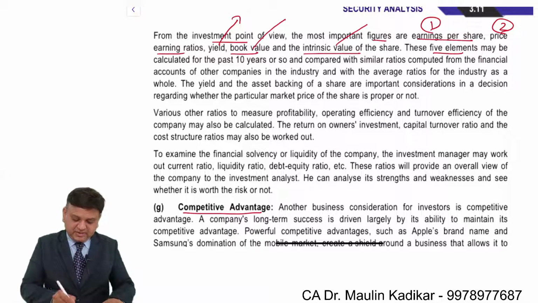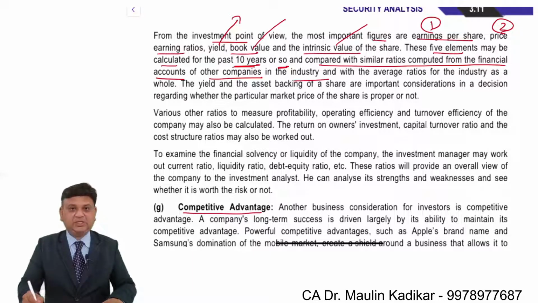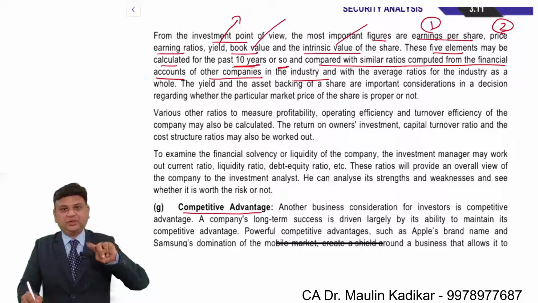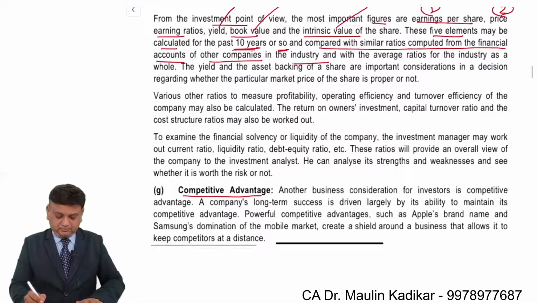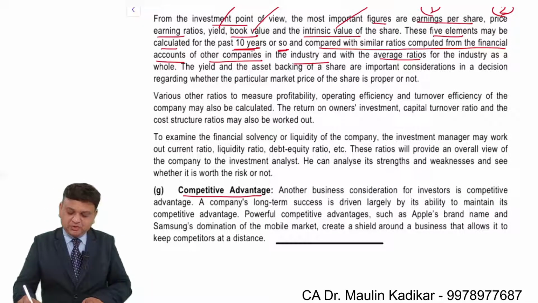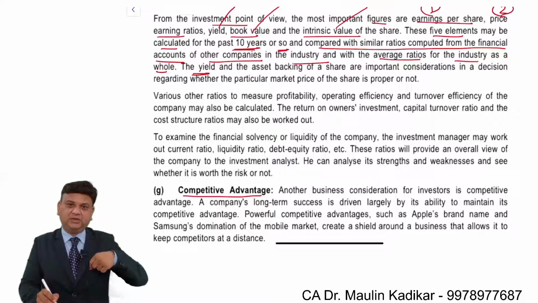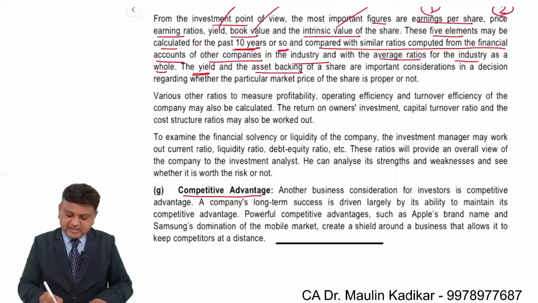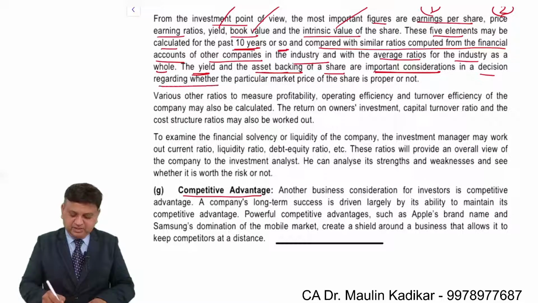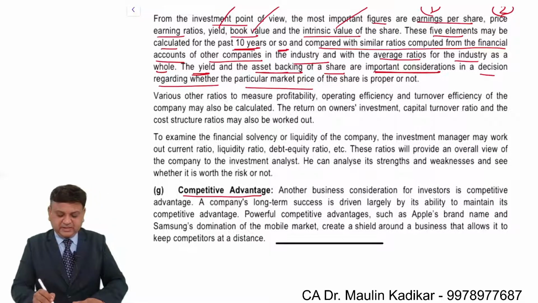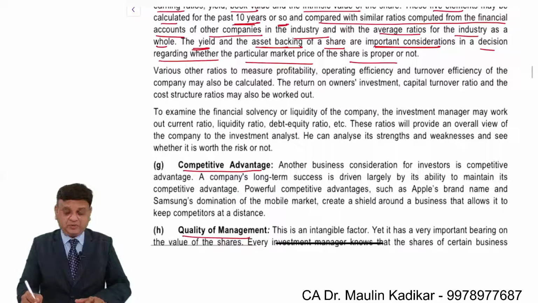These five elements may be calculated for the past 10 years or so and compared with the similar ratios computed from the financial accounts of the other companies in the industry. So that again comes to the peer comparison. With the average ratios for the industry as a whole, the yield means return to the investor. Asset backing of the share are important consideration in a decision regarding whether the particular market price of the share is proper or not.